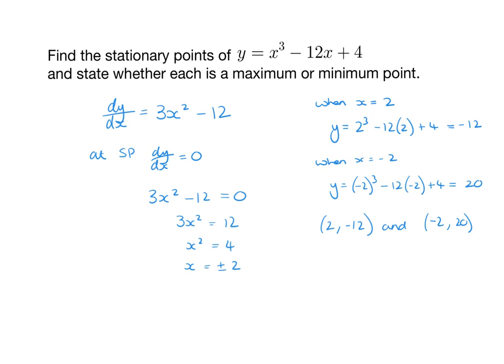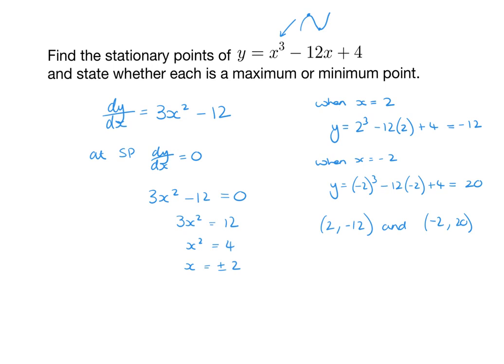Now there's a couple of ways we can check whether these are maximum or minimum points. In this video, I'm going to use the shape of the graph to help me decide if it's a maximum or a minimum. So this is a cubic graph and it is a positive cubic, and that means it's going to have a wave shape that goes up first and then down. So this means that the first coordinate that we have is going to be a maximum point and the second coordinate is going to be a minimum.